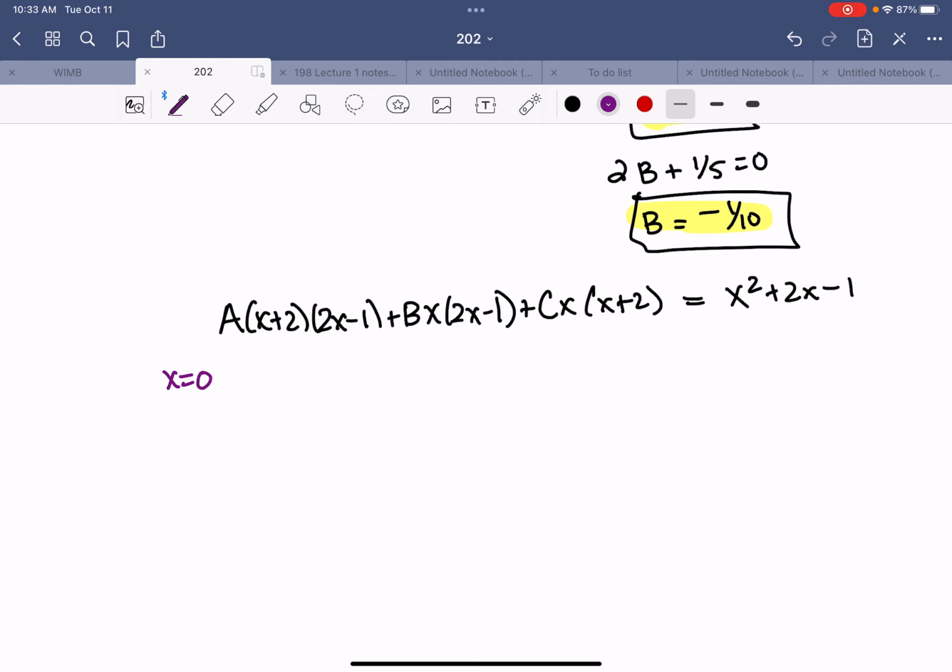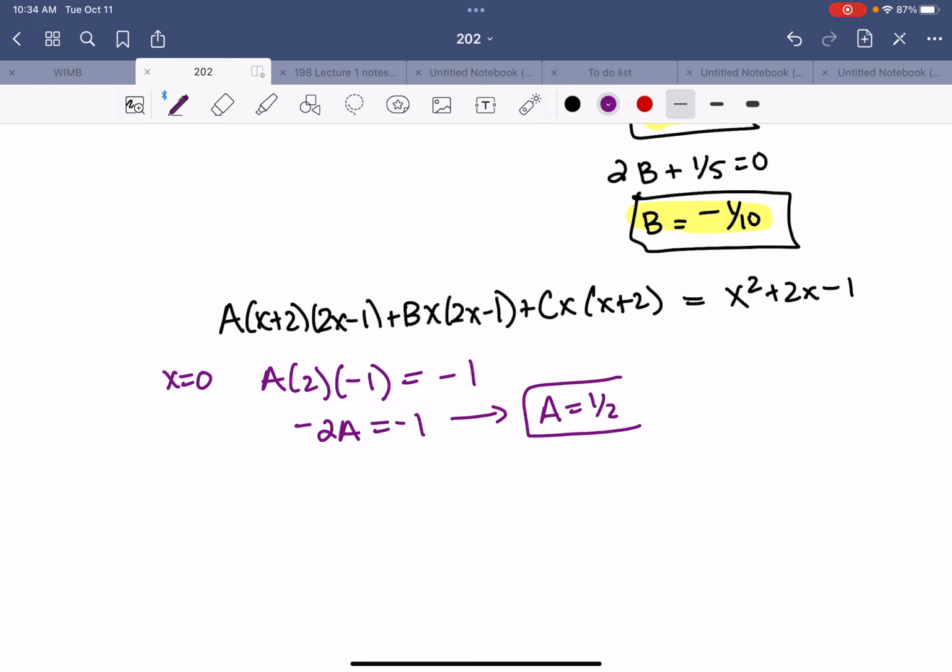why I chose that. If you plug that in on the left, you get a times 2 times negative 1. The b term and the c term both have an x in there, and that's going to go to 0. So those two terms both go away. And on the right, I get negative 1. So this is negative 2a is negative 1/2, or a equals 1/2, right? So quick and easy, I got to that one.